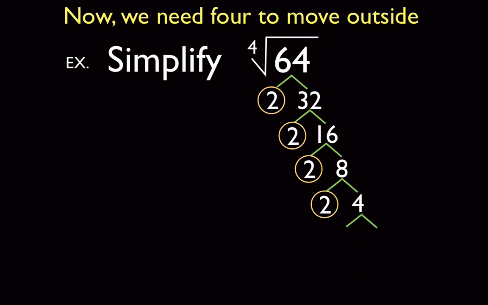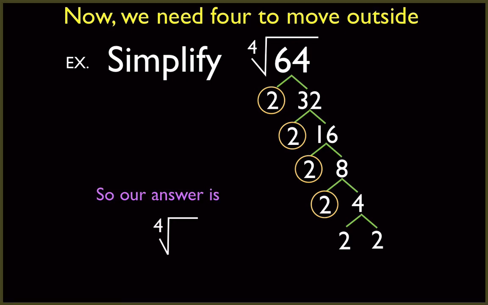Continuing, I have to factor the 4 because it is not yet prime. And I am left with a 2 that comes on the outside of my symbol. And I am left with the two leftover 2s that have to stay on the inside. Again, 2 times 2 would equal 4.